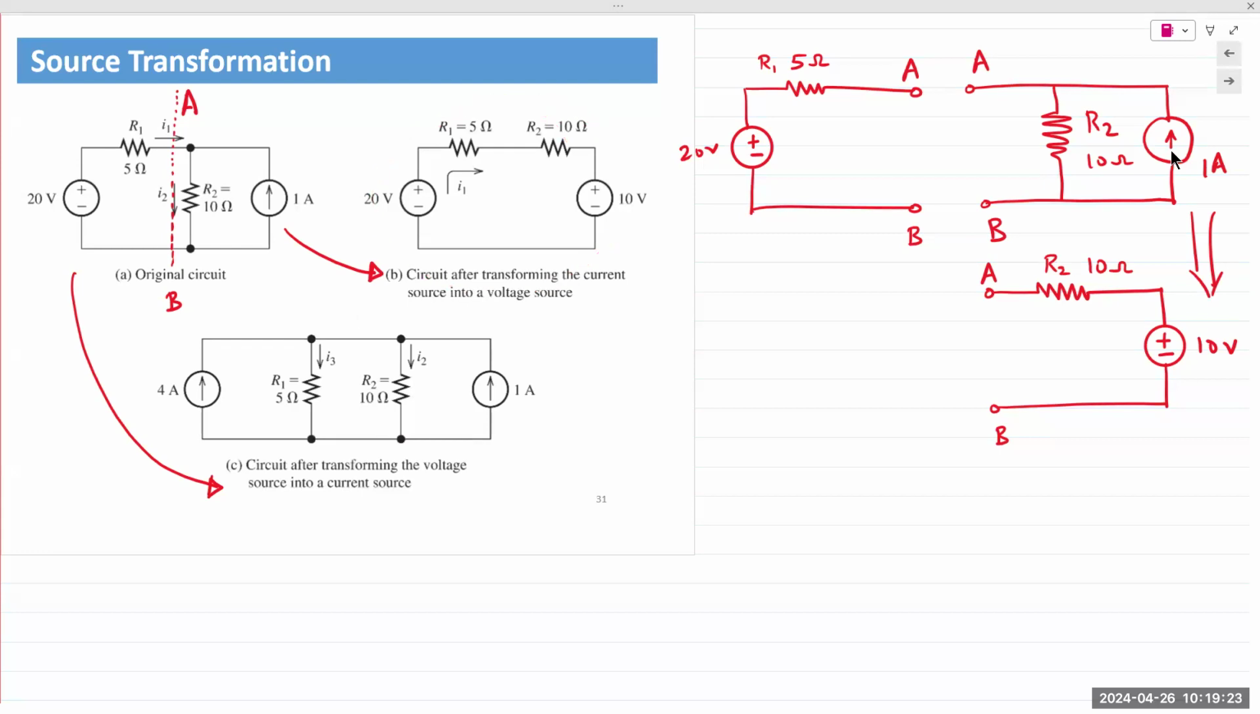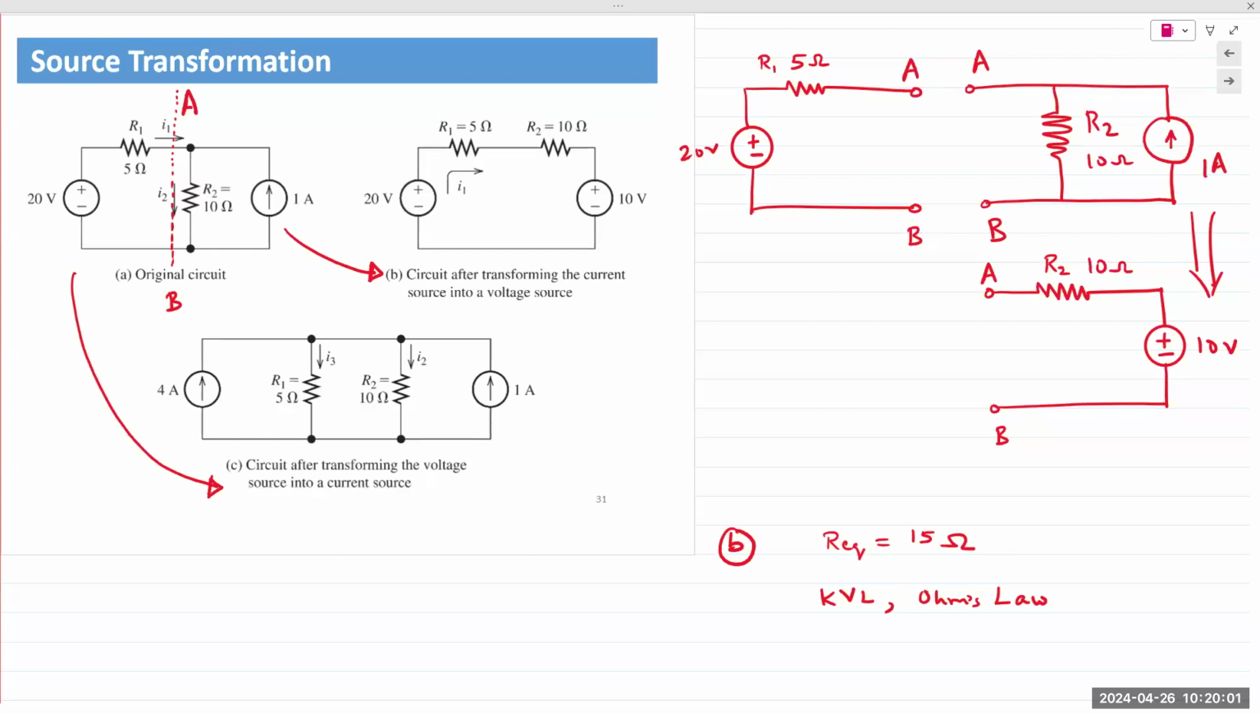And now if you look at circuit number B, you can see how simple it has become. We can simply add up the two resistances because they are in series, so it becomes 15 ohms. And you have two voltage sources. You can apply KVL and Ohm's law to solve for the currents and voltages for those resistors.